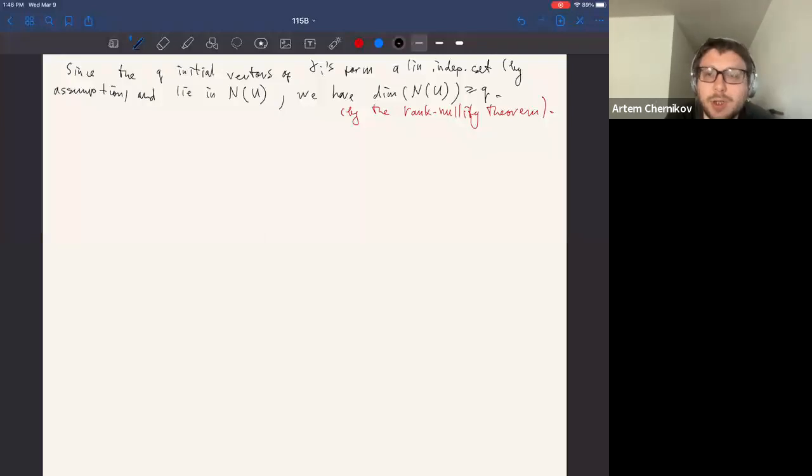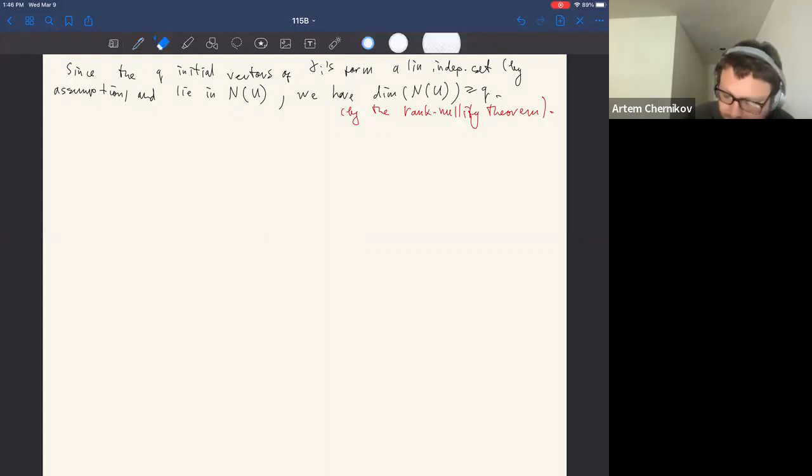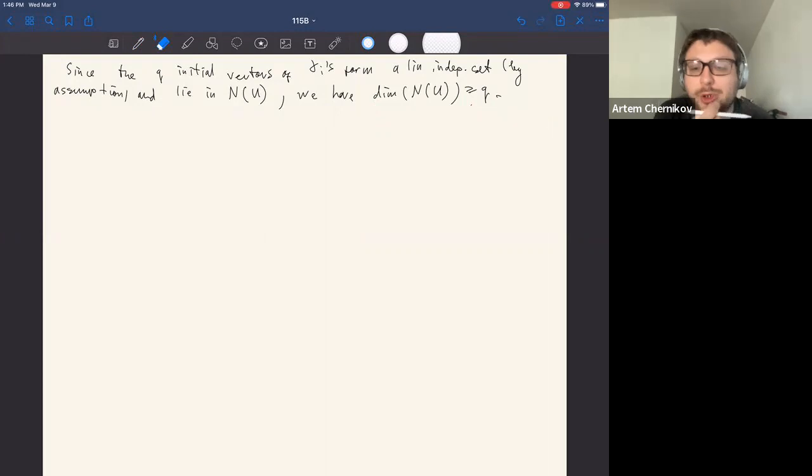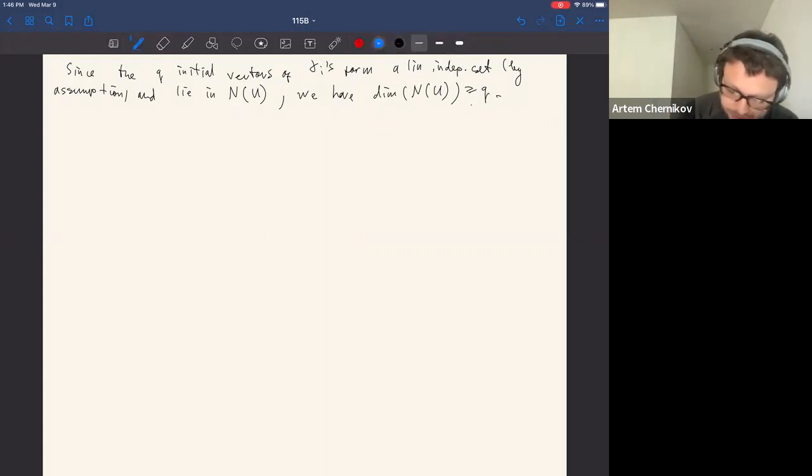So again, in fact, sorry, this is not even the rank nullity yet. This is just because we have q vectors which are linearly independent and they're all in the null space. I'm sorry, I'm running a bit ahead of myself. So this is simply because we have q linearly independent vectors which are all in the null space, right? This is not using anything. We just know that we have q linearly independent vectors all contained in the null space of U. So the dimension of the null space of U is at least q.